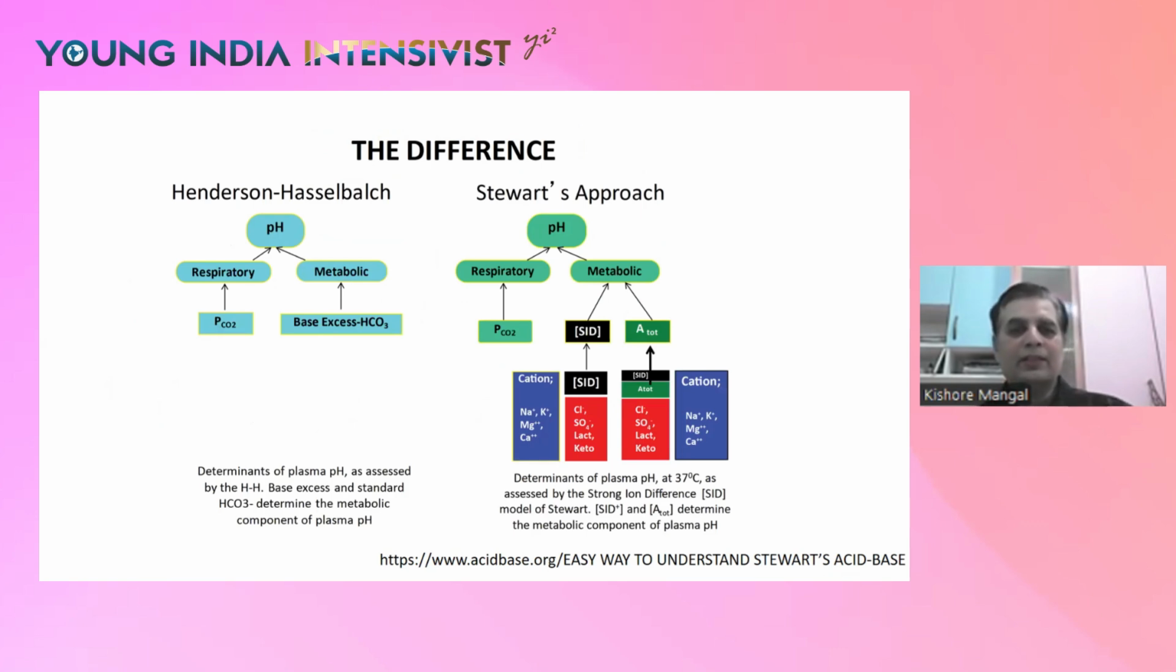So this is basically the difference between the HH equation and Stewart's approach. In the HH equation, or the traditional approach, we have PCO2 and base excess. PCO2 results in respiratory problems, while base excess and bicarbonate result in metabolic problems. This is in pH, whereas in Stewart's approach, the metabolic component is explained better. It is converted into two major things, which are SID and ATOT. Changes in SID can lead to metabolic changes, and ATOT can also lead to changes in the metabolic component, leading to changes in the pH.